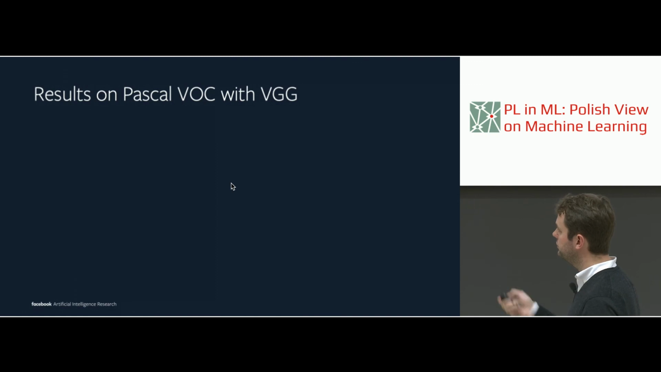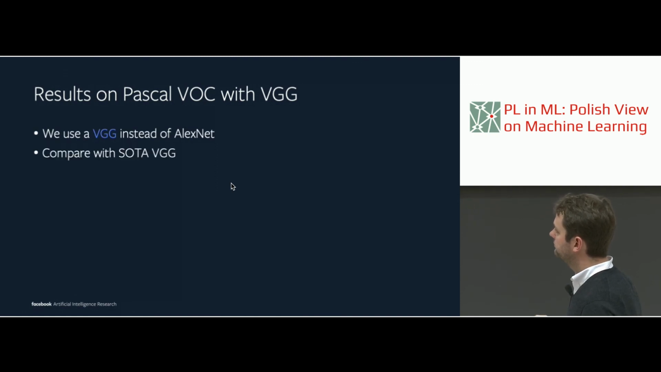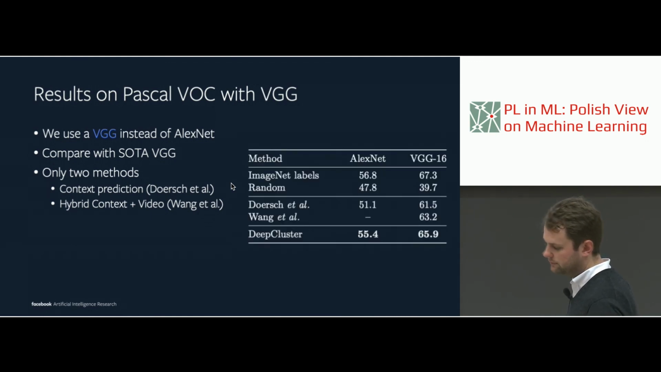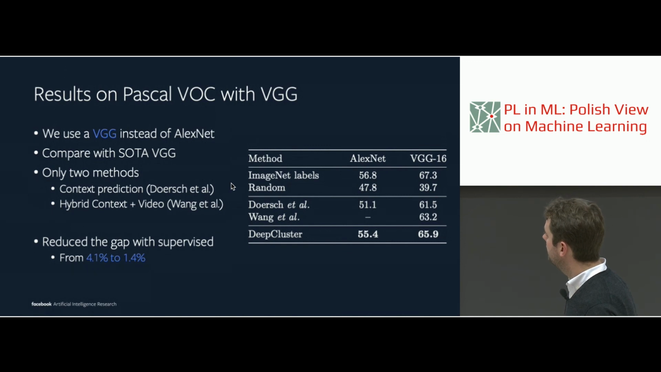And we also evaluated using a VGG. When we compared to state-of-the-art VGGs trained with self-supervised methods, what we show is that we managed to reduce the gap with the supervised pre-training from 4.1. I think the previous method was already closing the gap, but we're getting there. There's still some percents missing, but this is an interesting result.